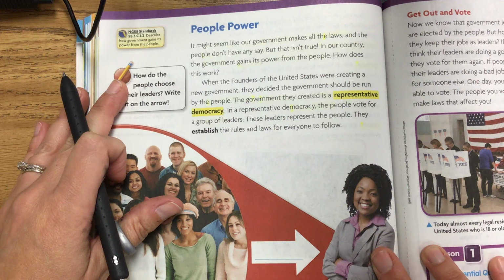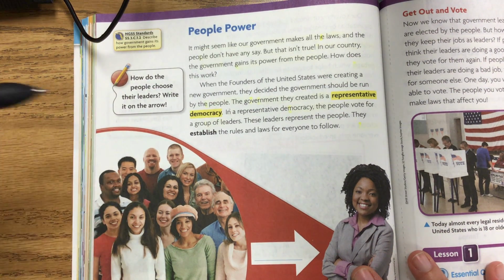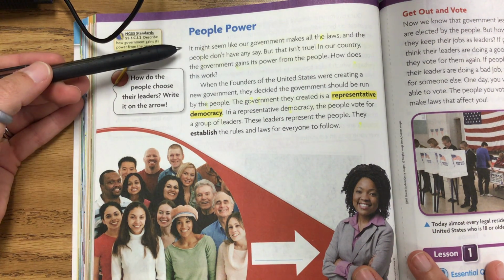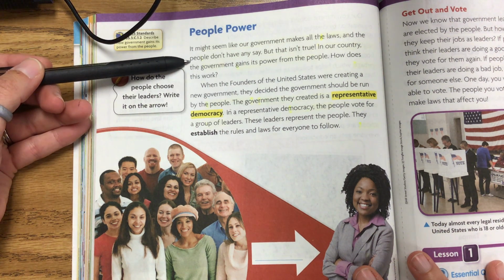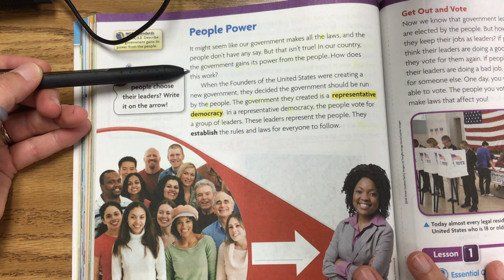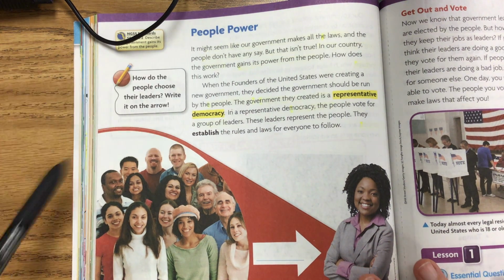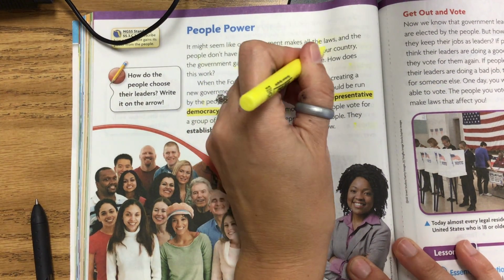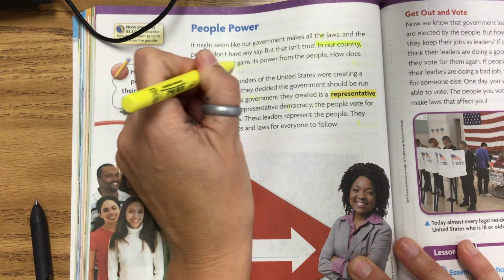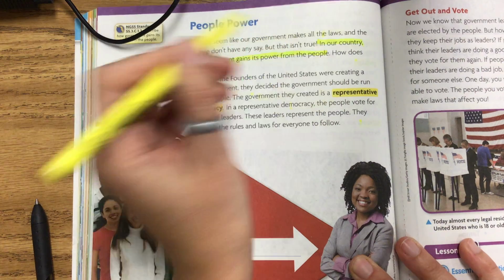Now we're going to move on to people power. It might seem like our government makes all the laws and people don't have any say, but that isn't true. In our country, the government gains its power from the people. How does this work? Well, first, let's highlight that. In our country, the government gains its power from the people.